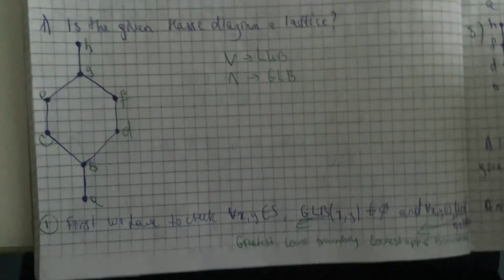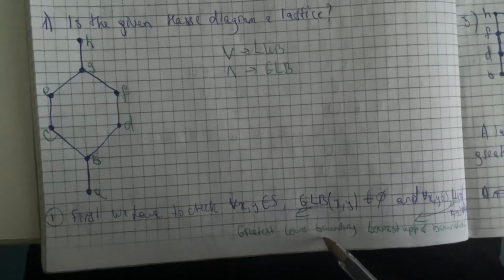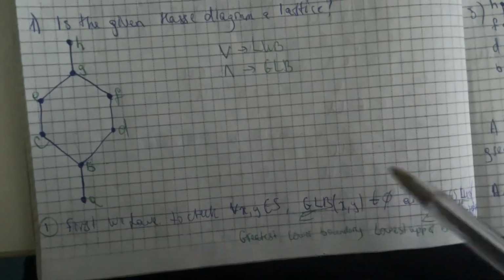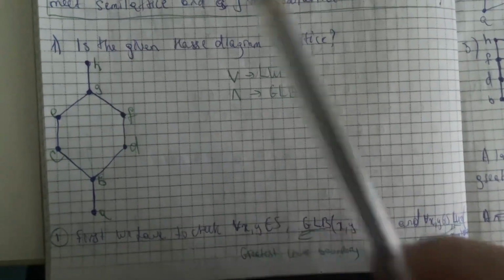Since for every incomparable pair the greatest lower bound and lowest upper bound exist, this Hasse diagram is a lattice.